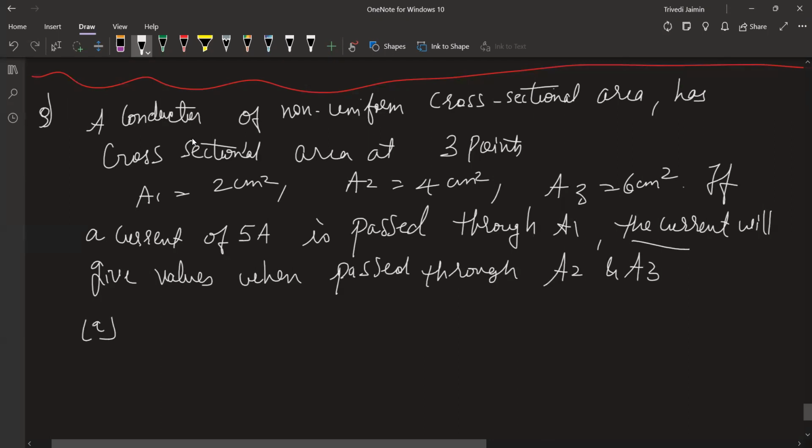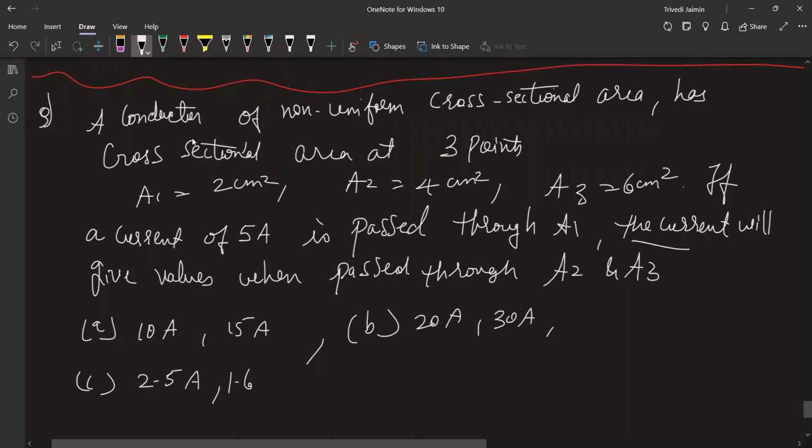So option I'll give you here. A, 10A, 15A. B, 20A, 30A. C, 2.5A, 1.66A. D, 5A, 5A.